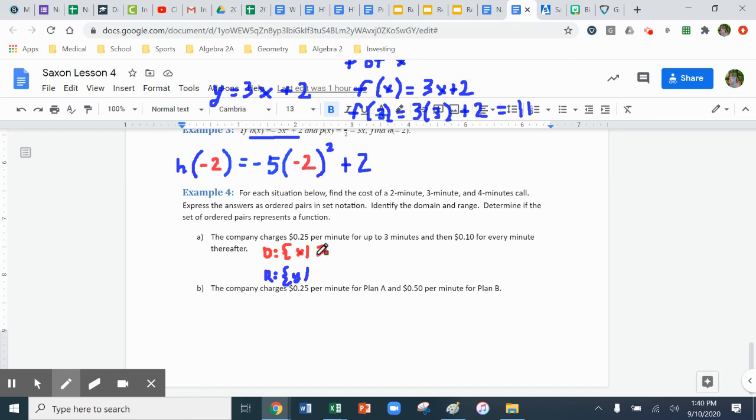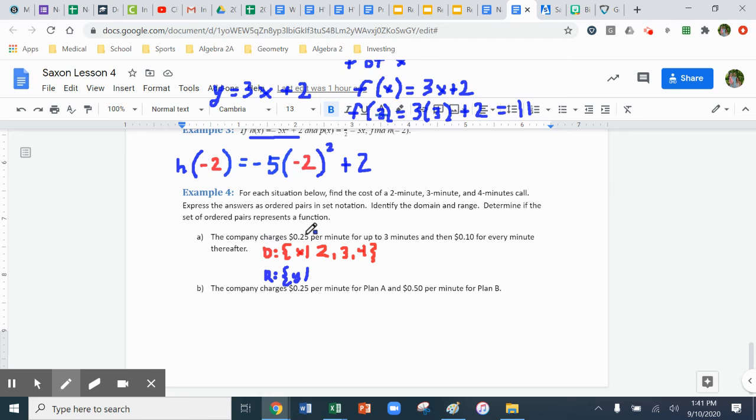So the domain, we have a 2, 3, or a 4-minute call, and I'm designating the time as the x value because that is going to determine the cost. So the cost depends on the time on the call. Now we'll find the cost of a 2, 3, and 4-minute call.